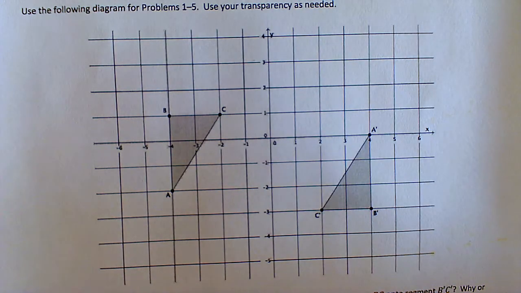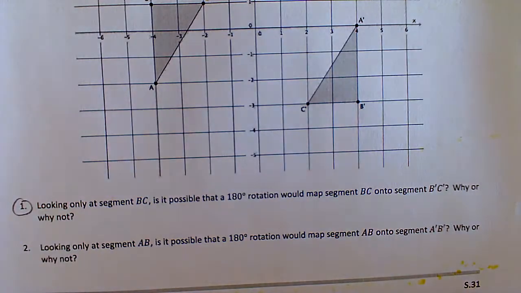Use the following diagram for problems 1 through 5. Use your transparency as needed. Number 1 says, looking at only segments BC, is it possible that a 180-degree rotation would map segment BC to segment B'C'? Why or why not?